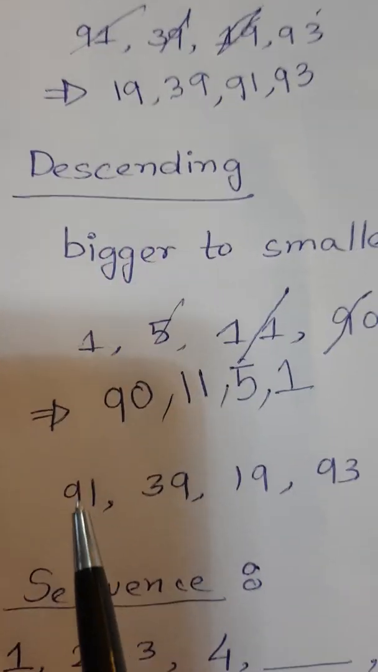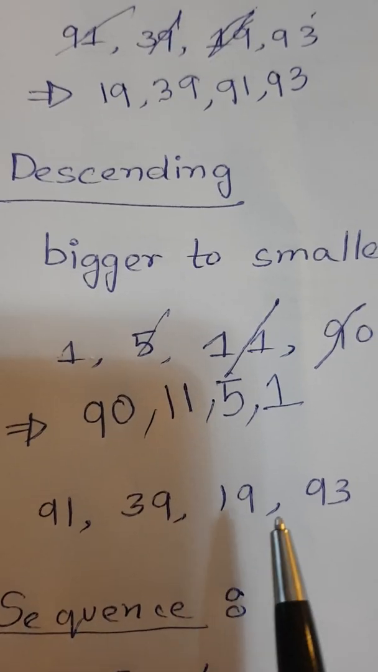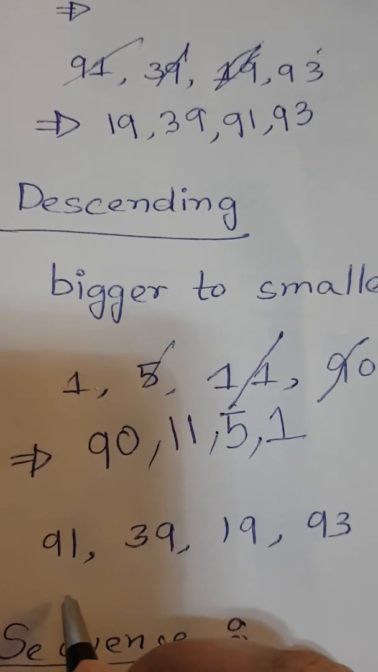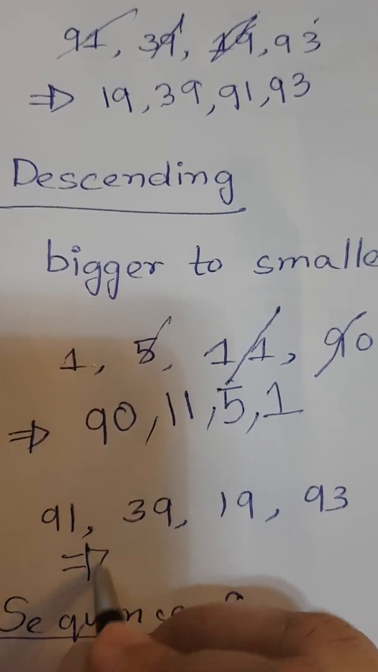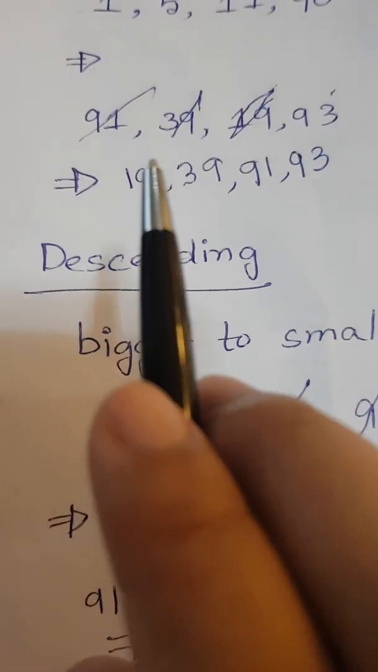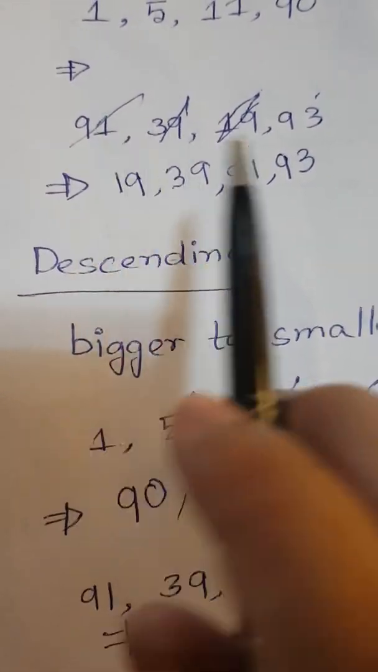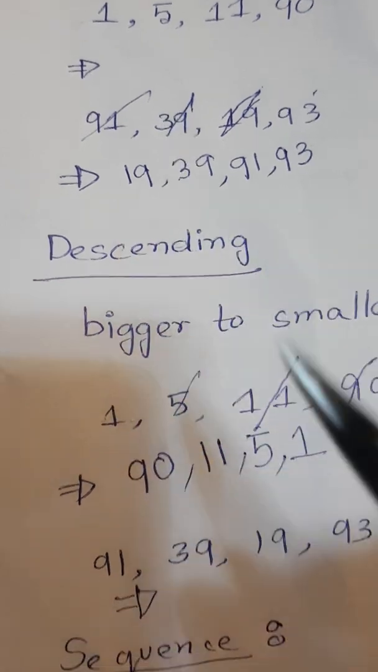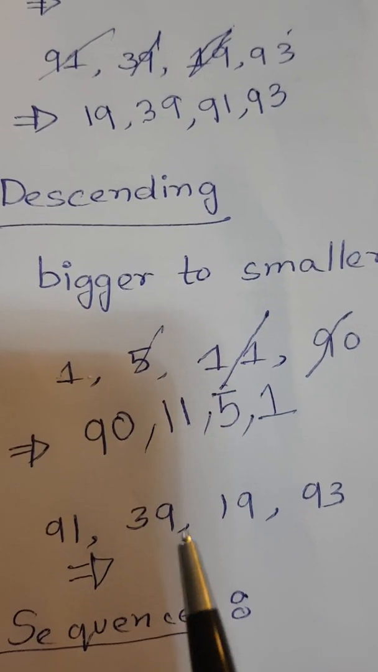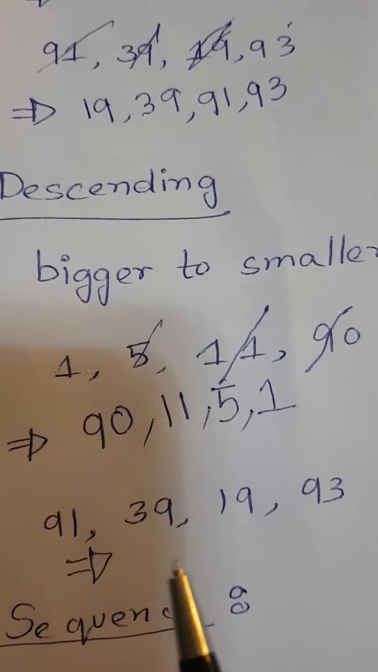See here are the same numbers, 91, 39, 19, 93, like here. But here I asked you to do what? I asked you to arrange them in descending. Here I told you to arrange in ascending. That's why you always look for the smallest one. But here I told you to arrange in descending. That means you have to look for the biggest one.